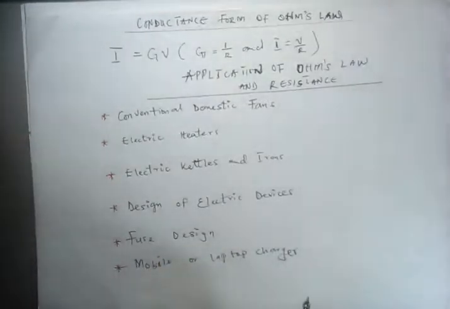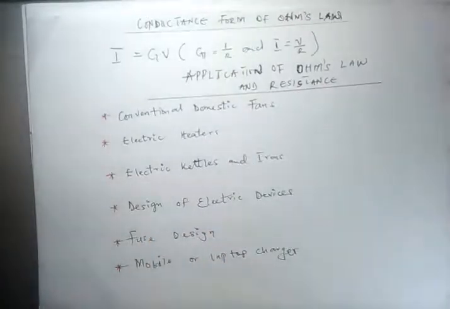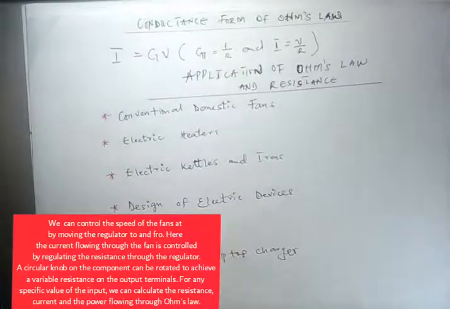The first one we have is the conventional domestic fan that we have at home. We can control the speed of the fans at home by moving the regulator to and fro. Here the current flowing through the fan is controlled by regulating the resistance through the regulator. A circular knob on the component can be rotated to achieve a variable resistance on the output terminal for any specific value of input. We can calculate the resistance, current, and moreover the power through Ohm's law.